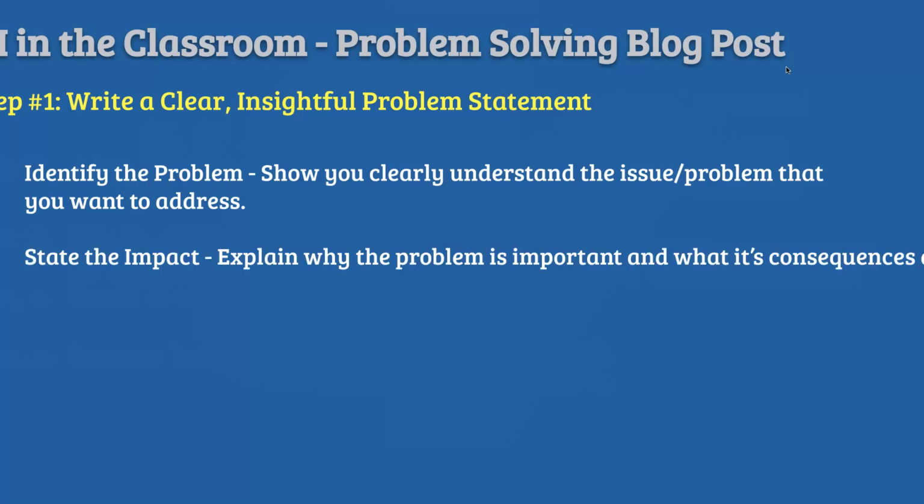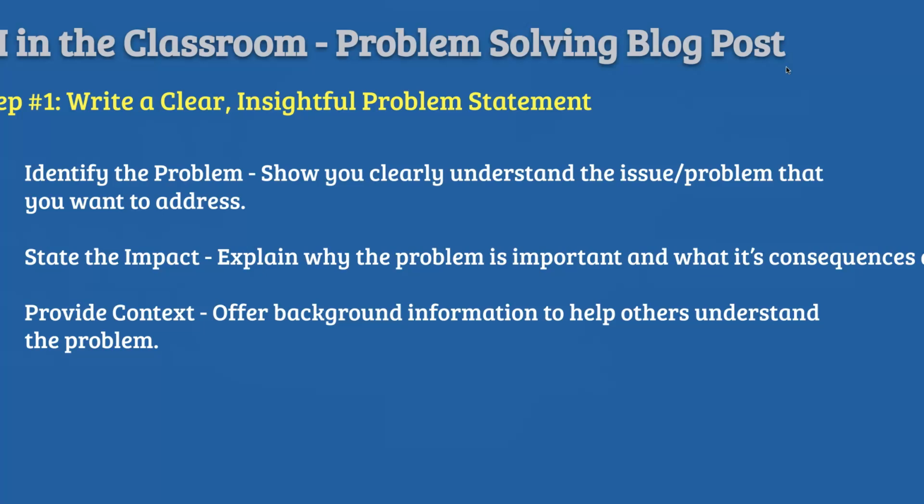The second part of step 1 is to state the impact. Explain why the problem is important and what its consequences are. So why is AI in the classroom an important topic that we should be discussing and reflecting on? And what consequences, good or bad, can there be with AI in the classroom?